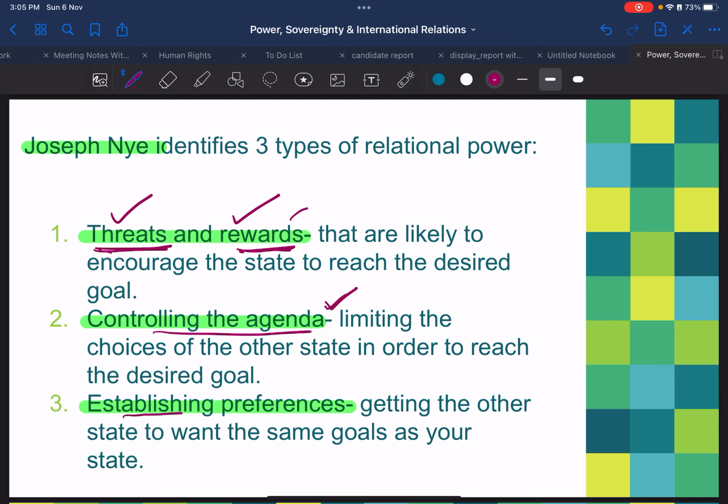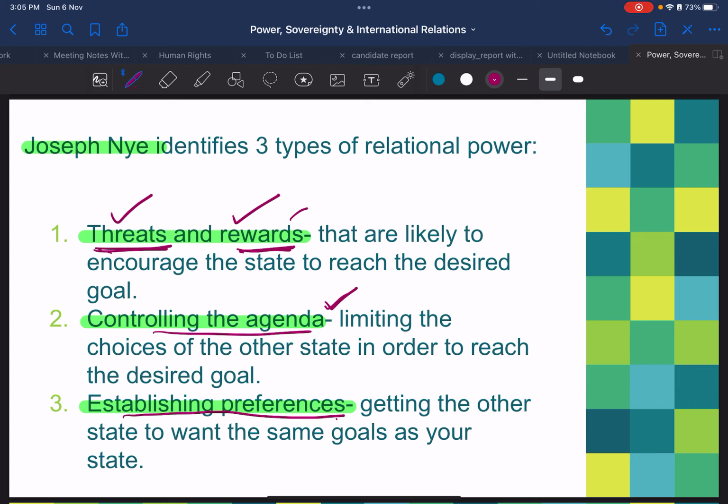The third one is establishing preferences. Getting the other state to want the same goal as your state. It's very close to point number two, where again country A is establishing its own preferences. It's influencing country B to that extent where country B does what country A is suggesting. Would it be considered soft power? We usually do not categorize it under hard or soft power because it can be a very subtle form, or it can be a very open form where the country is doing it openly.